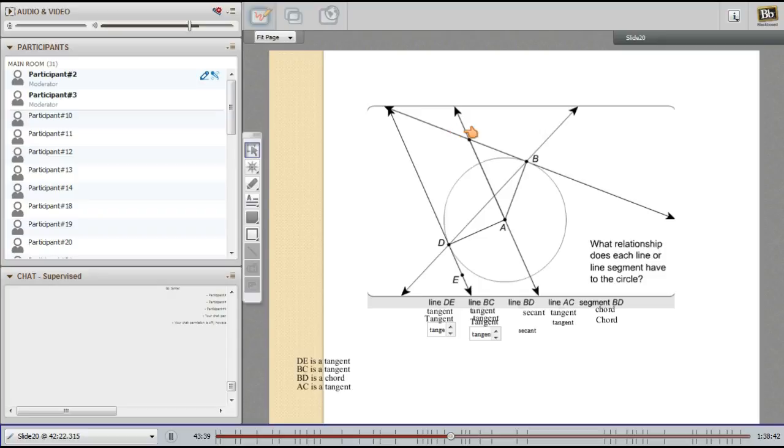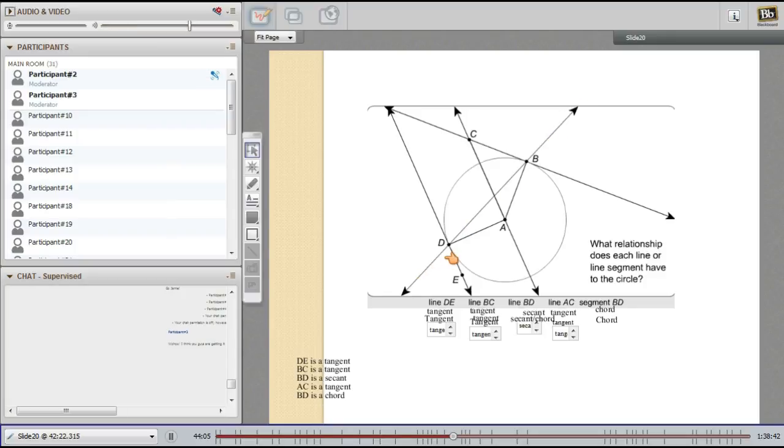Line BC, also a tangent. Okay, intersects the circle at 1 point right here. That point of tangency is point B. Line BD, you can see intersects the circle in 2 points. It intersects the circle at point B, and it intersects the circle at point D. So that is a secant.